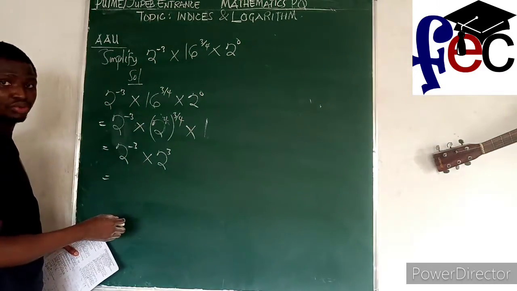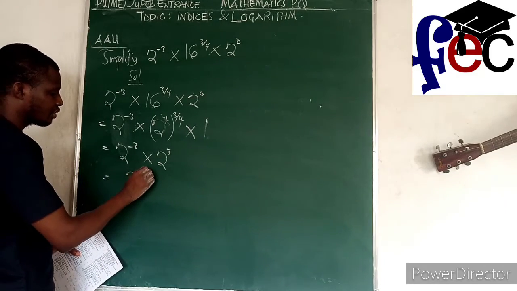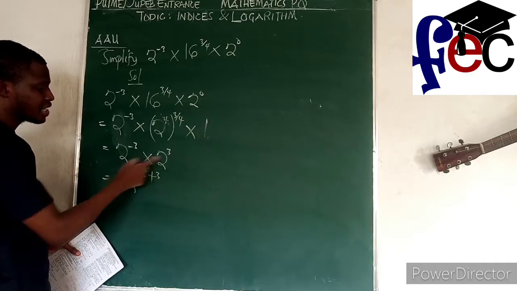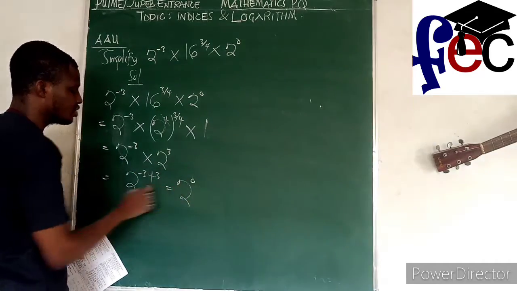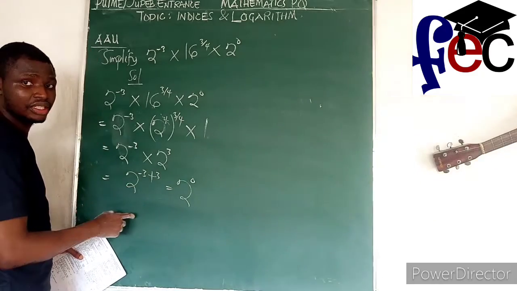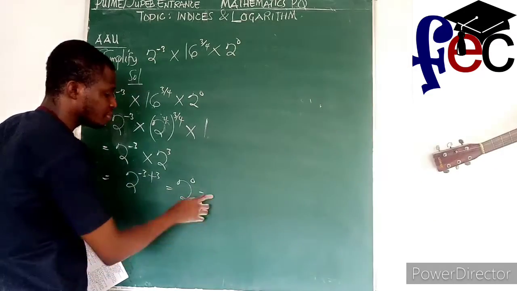According to the rule, what will this one give us? 2 raised to power minus 3 plus 3. Take one base, add the powers. And what will this give us? 2 raised to power what? 0, because minus 3 plus 3 is what? 0, not minus 6. So at the end of the day, what's 2 raised to power 0?